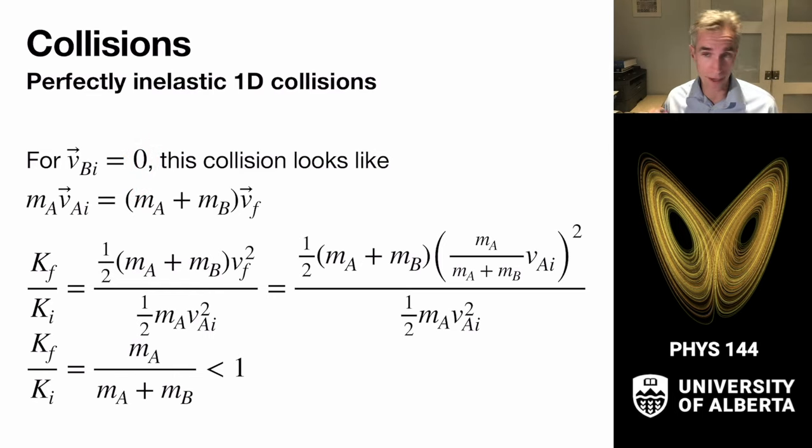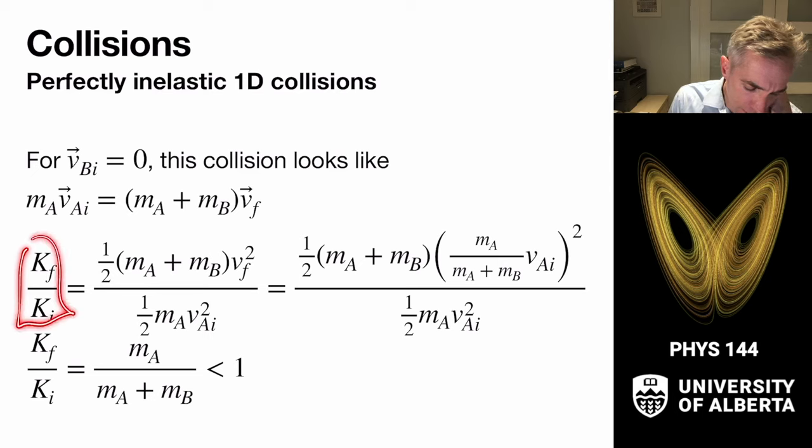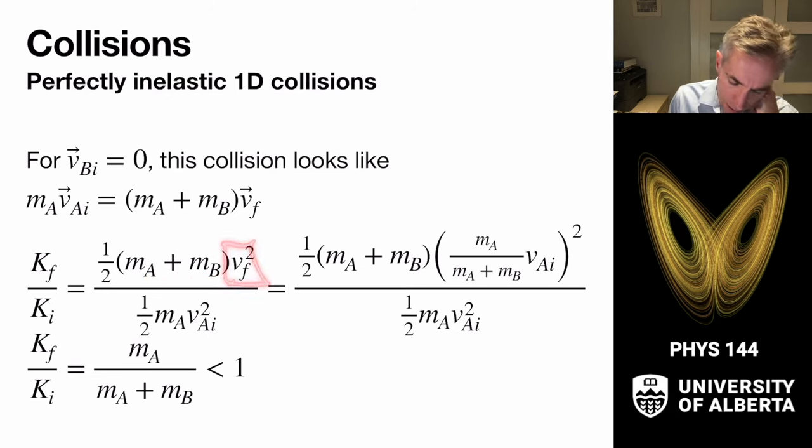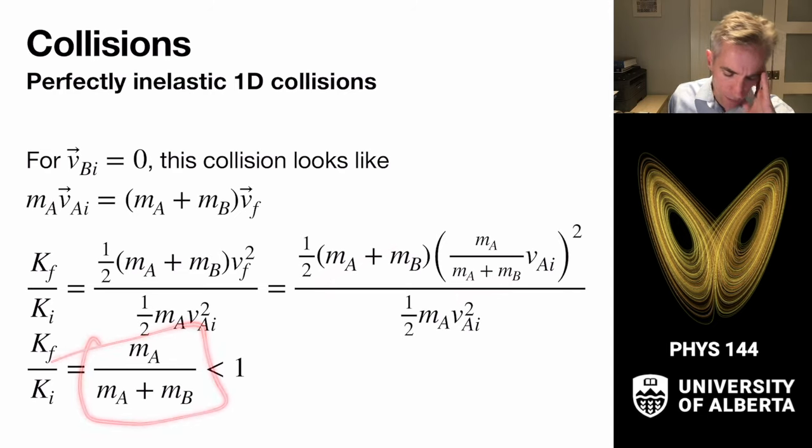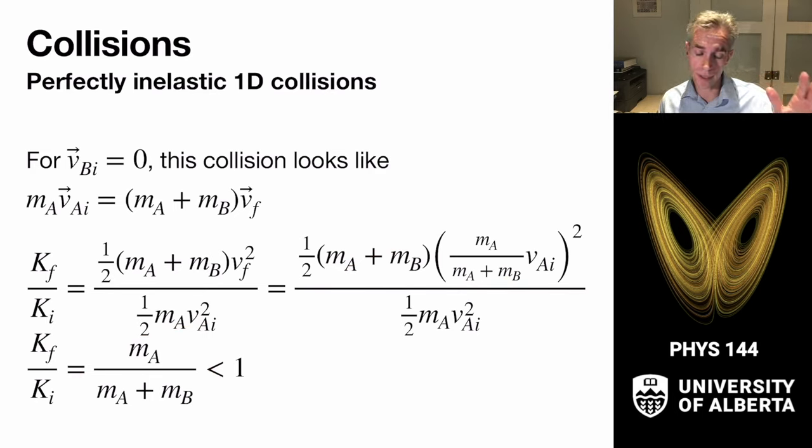I'm just going to drop the primes and call the VB initial equals zero frame the regular frame. And then if I calculate my final over my initial kinetic energy, I just take 1/2 total mass times V final squared. When I do that, I get the ratio of the masses to the sum of the masses times the initial velocity. I plug these numbers in, do some canceling, and I get that this ratio is the mass ratio of the original target to the sum of the masses after they've splatted together. And that's necessarily going to be less than one. So in perfectly inelastic one-dimensional collisions, the kinetic energy is lost, and this ratio tells you how much is lost.